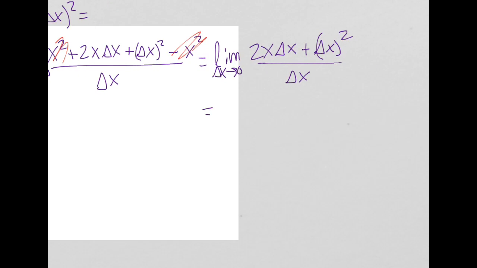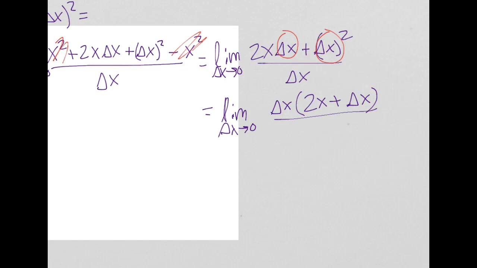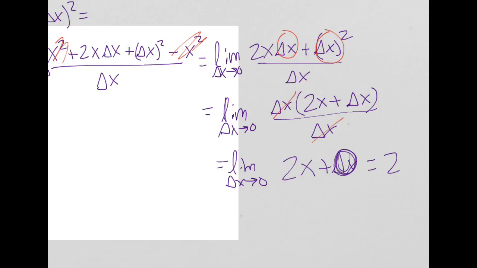Well, I could write another step, which might help you in the beginning to see. Notice that I have a delta x factor in each of my numerator terms, so I can factor out that delta x, and I'm left behind with a 2x plus delta x, and all that's over delta x. Well, I can now eliminate that delta x and rewrite this as the limit as delta x approaches 0 of 2x plus delta x. And I can directly substitute in. My delta x is 0, so I get 2x.